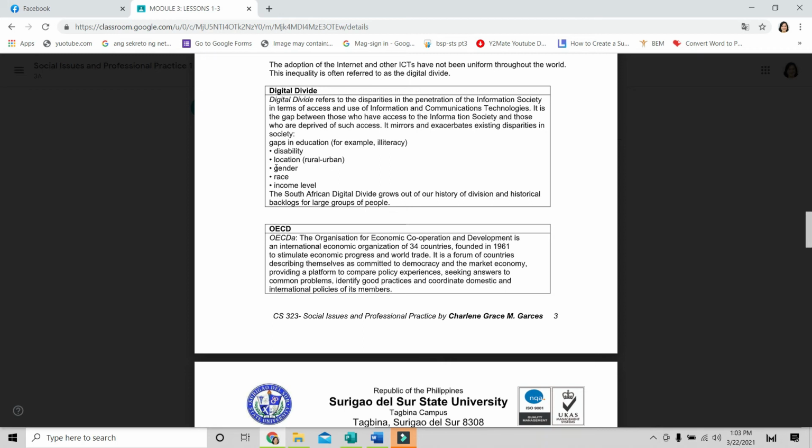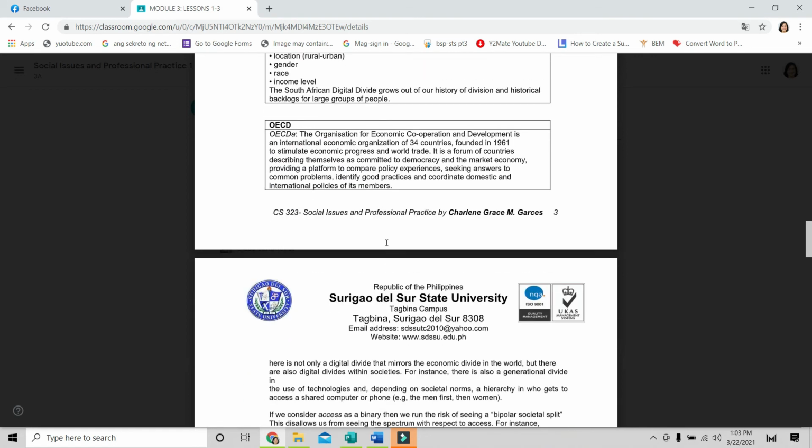And then we also have gender, maybe. And then we also have race, of course. The US or Europe is number one when it comes to priority in digitization. And then Japan also. In South Africa, the digital divide grows out of historical backlogs for large groups of people. Because there are places there where they don't even have food to eat, how much more the internet.